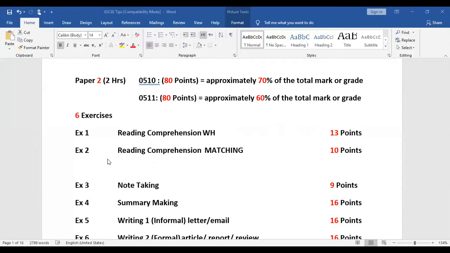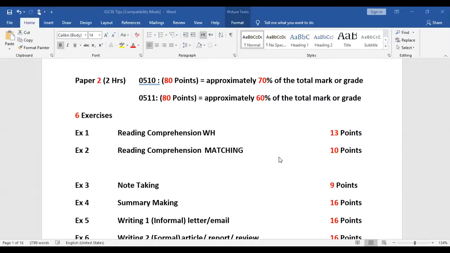And then exercise two is another text, where you have four different texts followed by 10 statements, and you have to match these 10 statements to the four texts by labeling them A, B, C, D. These are the four different texts given to you.